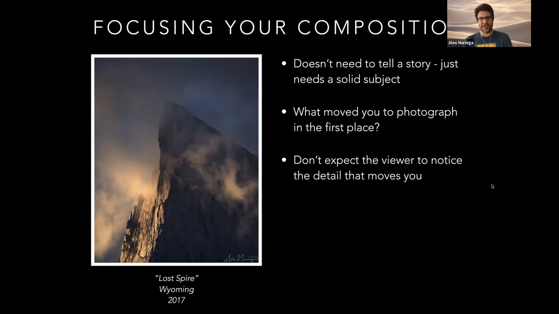But what if I just loved that there were wildflowers in the foreground? Well, they're just there. I mean, is the viewer necessarily even going to see that? Are you saying, look at how beautiful these wildflowers are. Look at how they fill this meadow. You're not necessarily saying that in a big scene like that. So don't expect the viewer to notice the thing that made you pull out the camera. Make the photo about that thing. Show them what you found interesting or important in the scene.